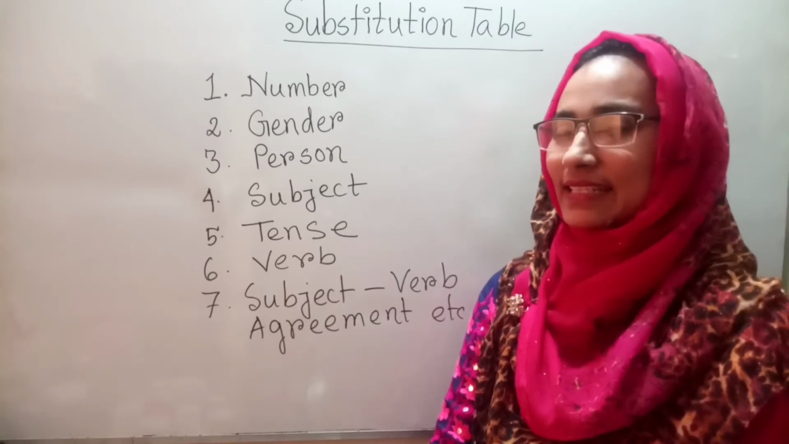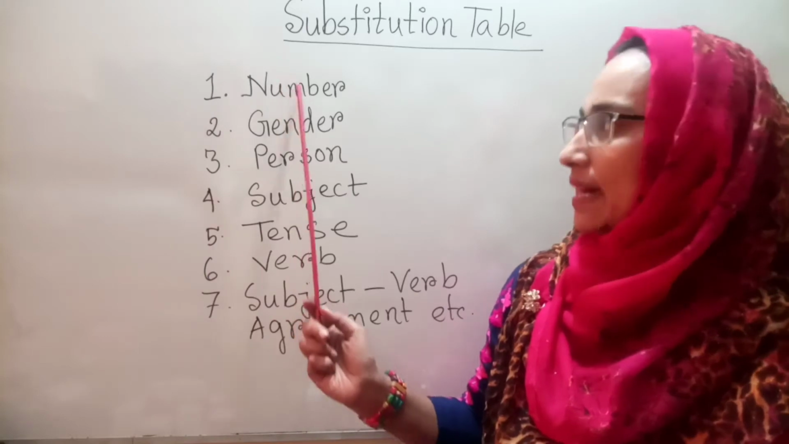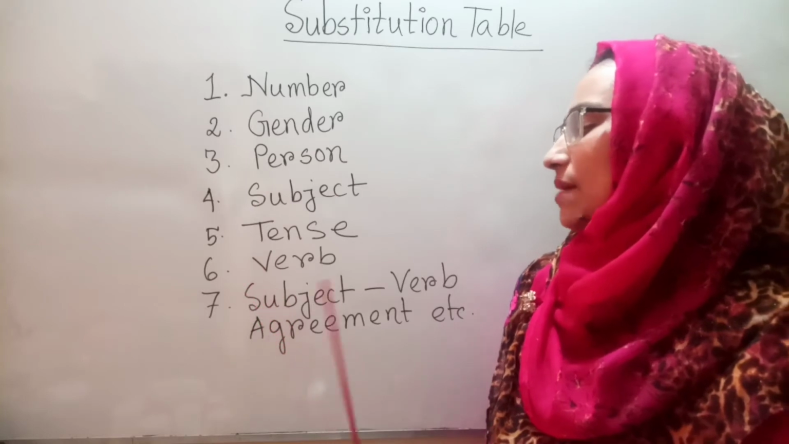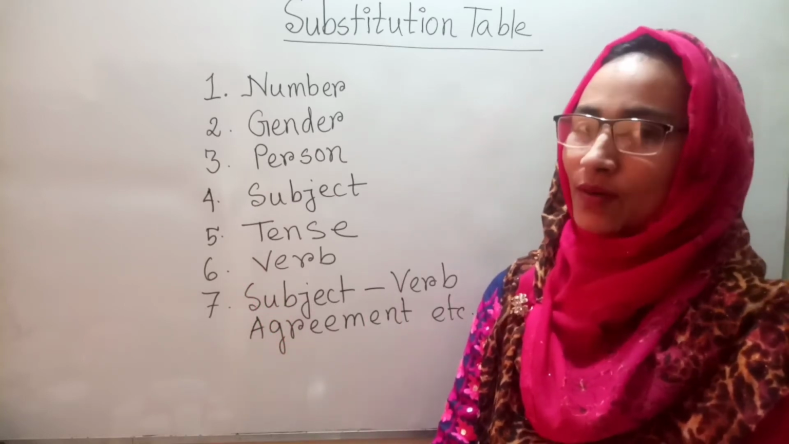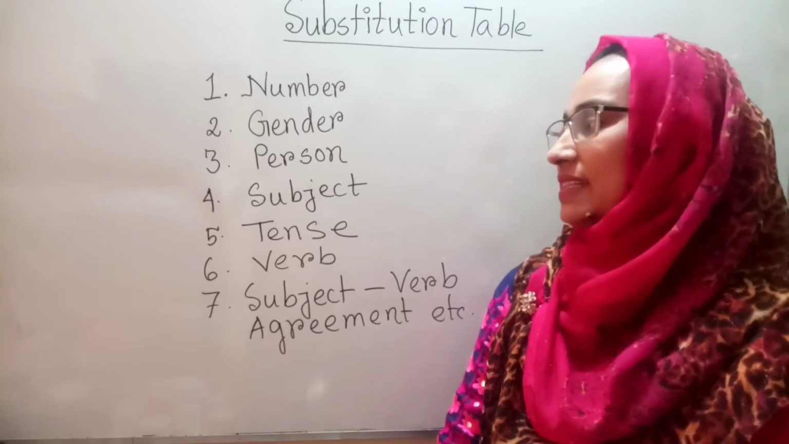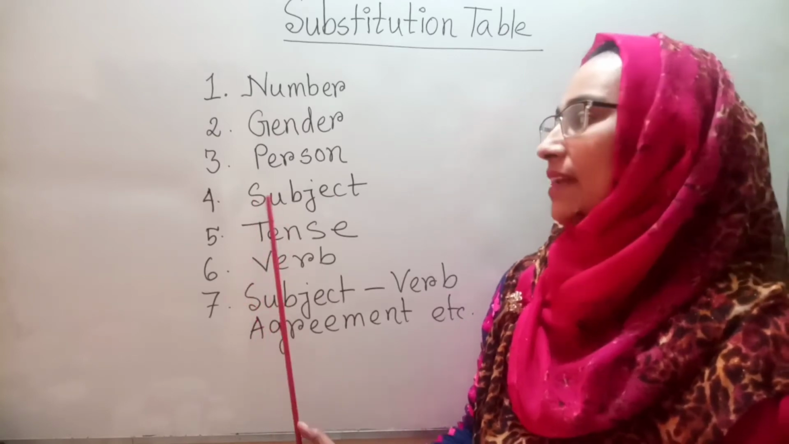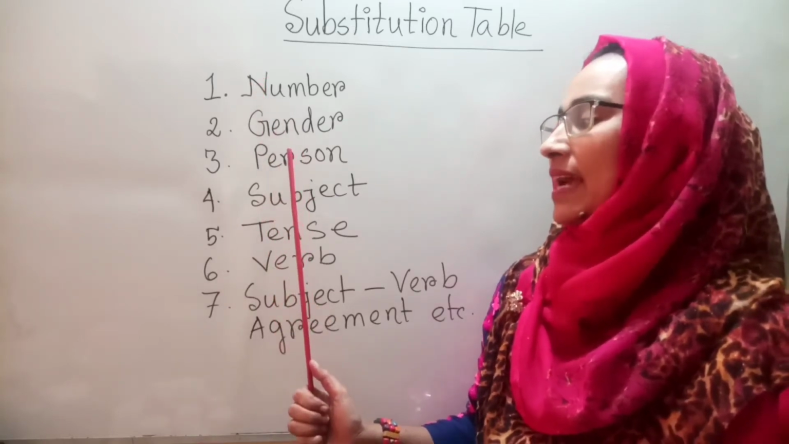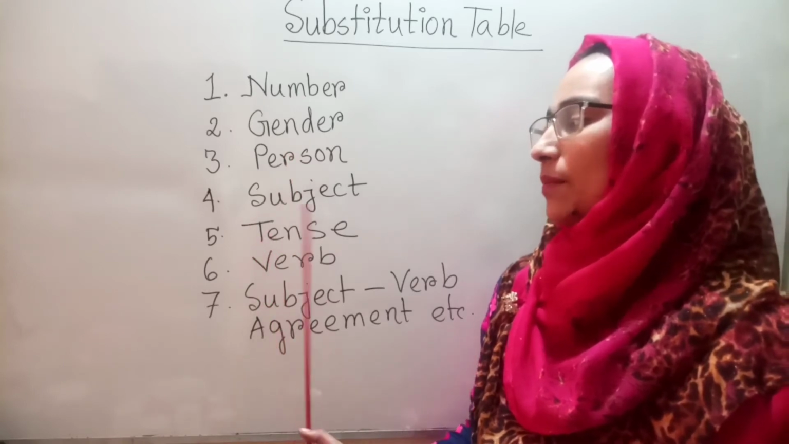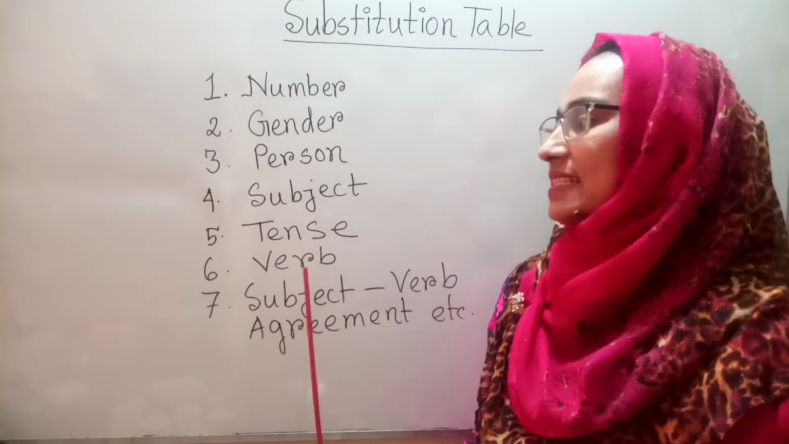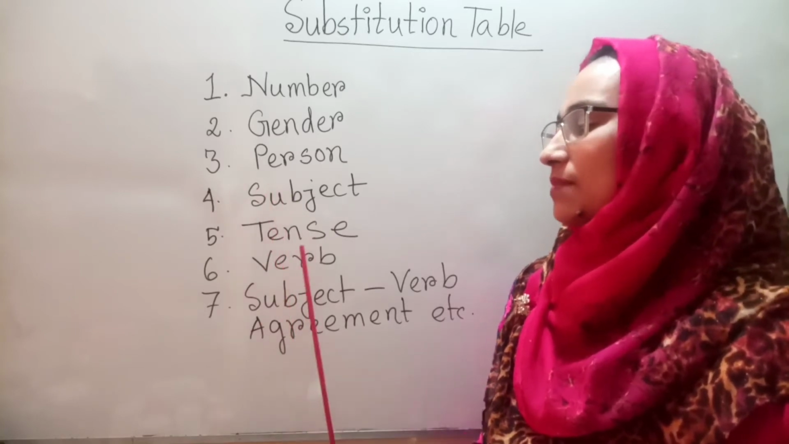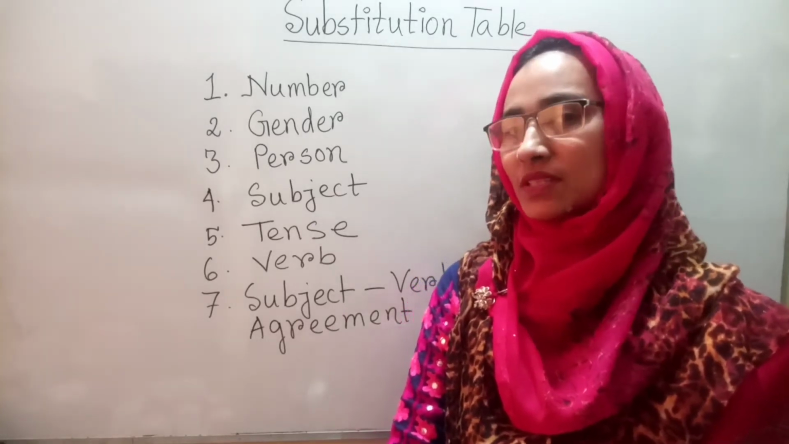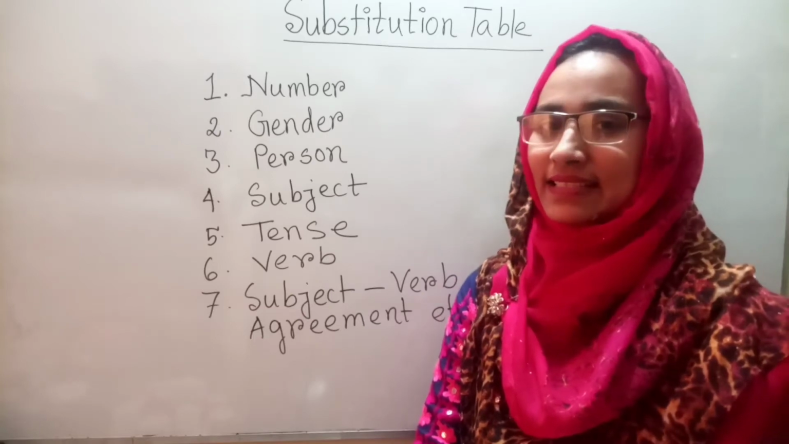To make a meaningful sentence, you need to know about number, gender, person, subject, tense, verb and subject-verb agreement. Because for making a sentence, you need subject and verb. For subject, you need to know about number, gender and person. For verb, you need to know about tense. And you have to know about subject-verb agreement. That's why these are the most important topics for making a sentence.